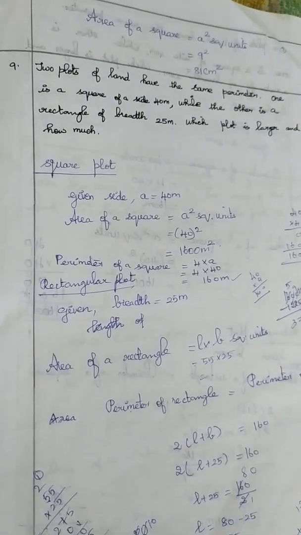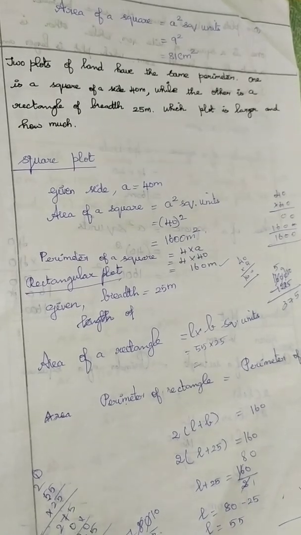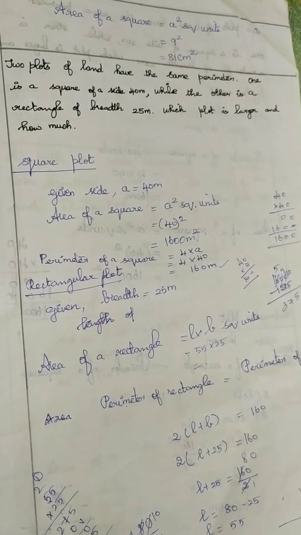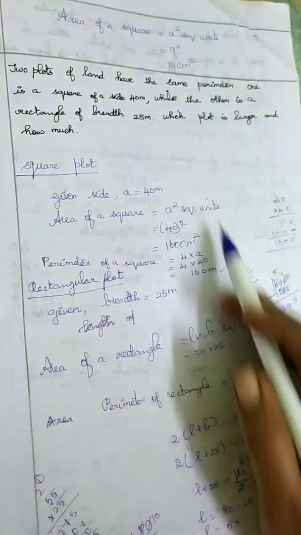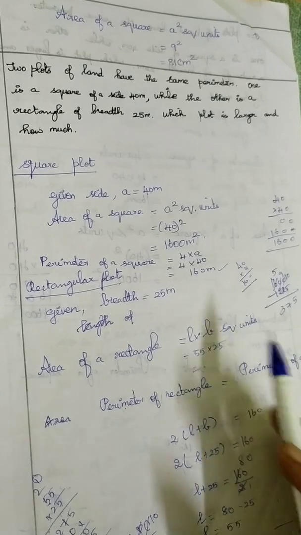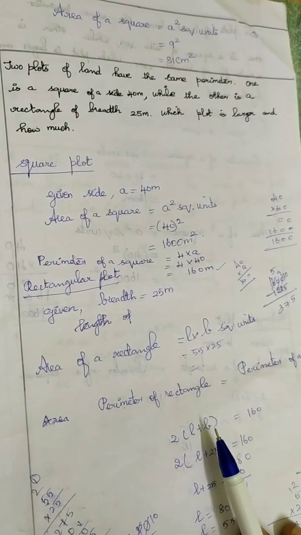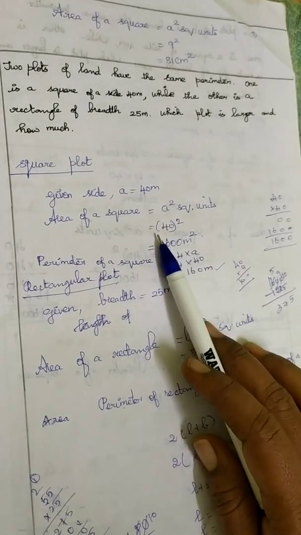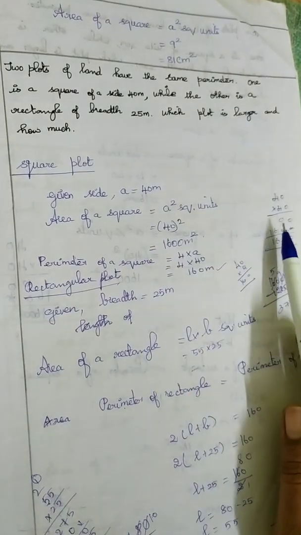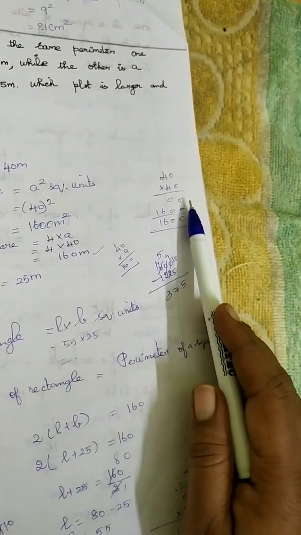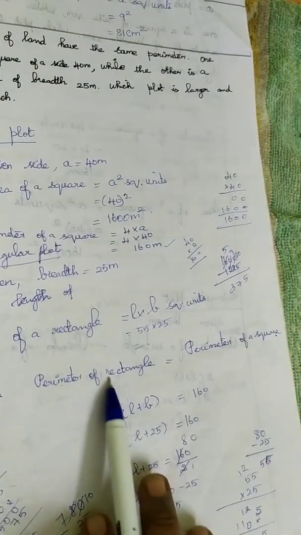Now if you find the area of the plots, we can say which plot is larger. First I am going to consider the square plot. They have given its side A is equal to 40 meter. To find the area of a square plot, we are going to use the formula: area of a square is equal to A square square unit. So 40 square is 40 into 40, which is 1600 meter square.